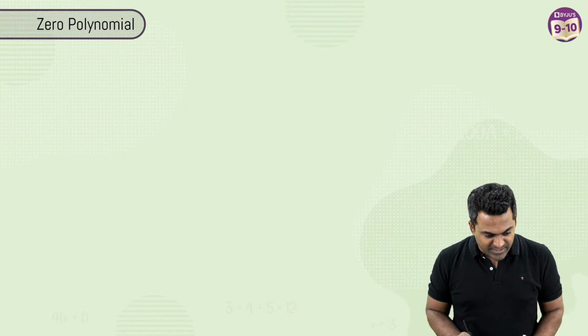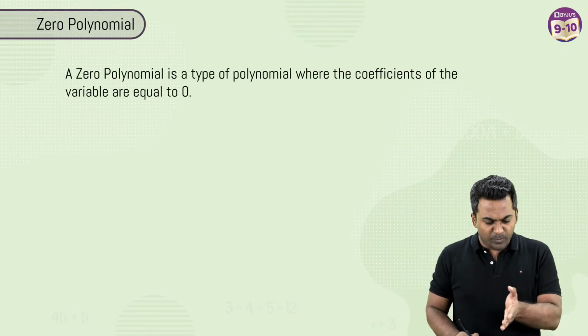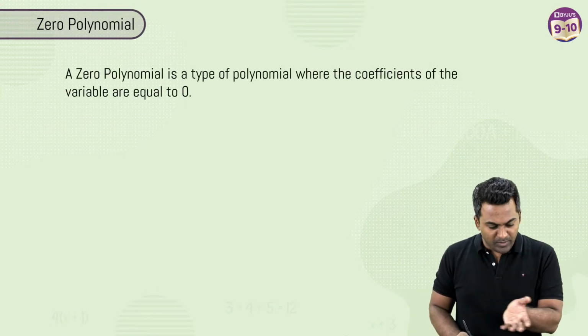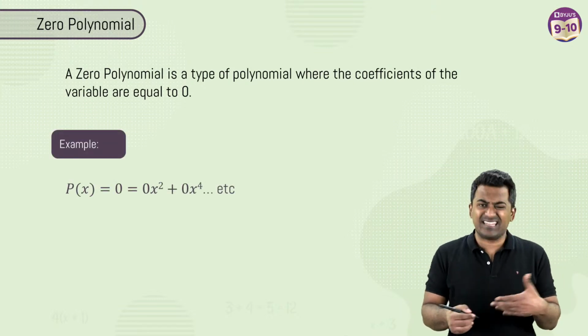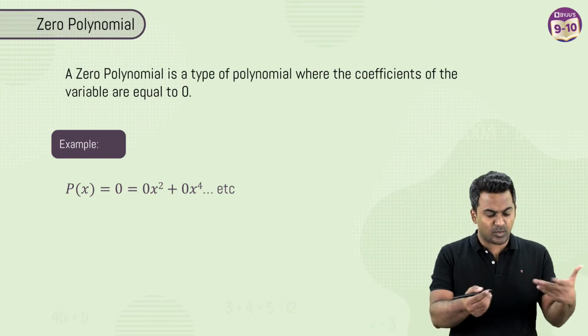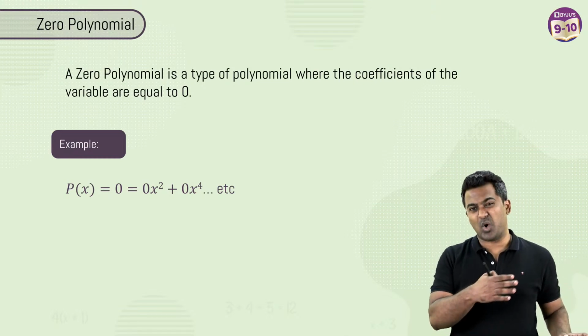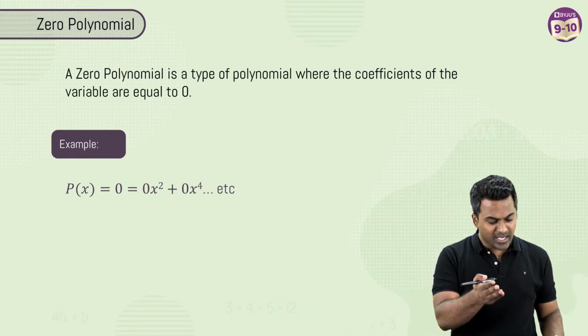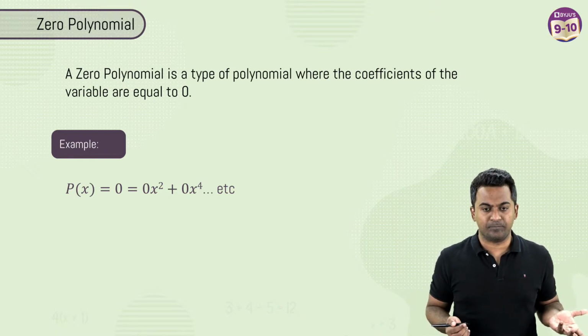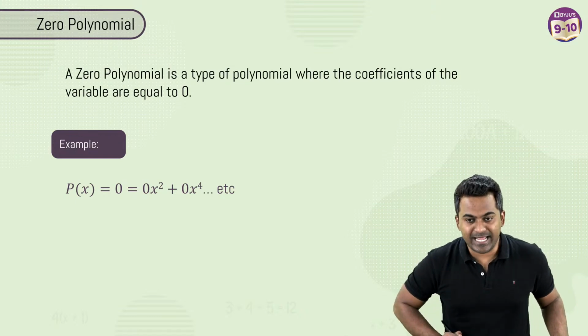Awesome. Now the next part is going to be zero polynomial. A zero polynomial is the type of polynomial where coefficients of the variable are equal to 0. This is an example. It is nothing. It's 0. That is what a zero polynomial is. You can go on and on because 0 multiplied with anything is 0 itself. This is the reason why a zero polynomial is equal to 0. That's it.